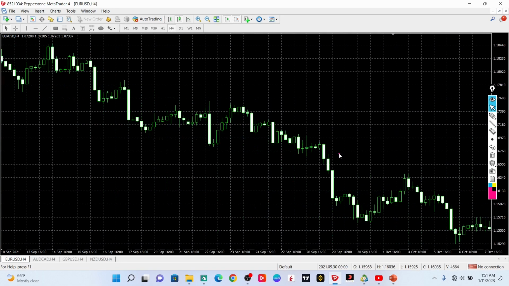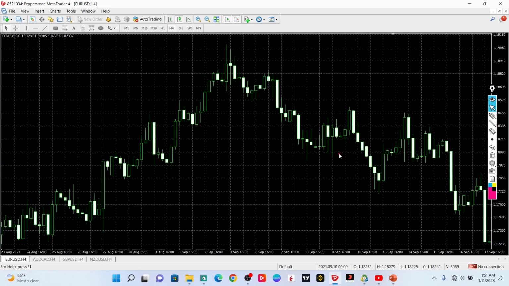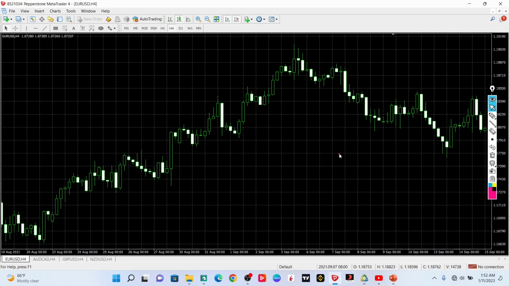So we move backwards to see if we can spot any other structure. Can someone see a head and shoulder pattern right here? I bet for beginners you will not see it. But here you have a shoulder, here you have a head, here you have a shoulder, then right here you have a neckline.